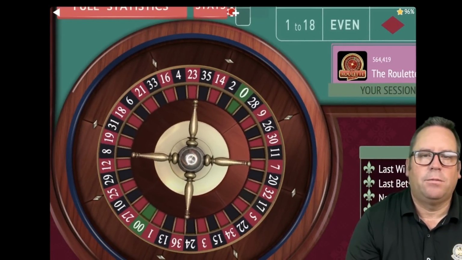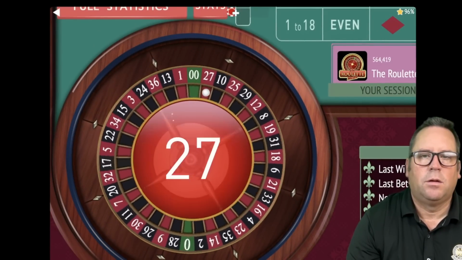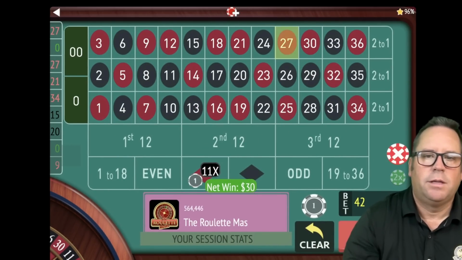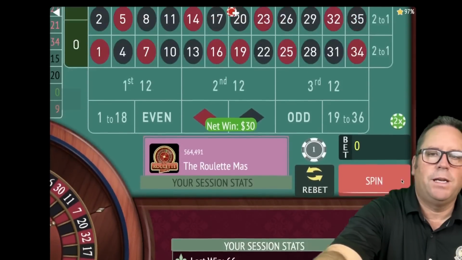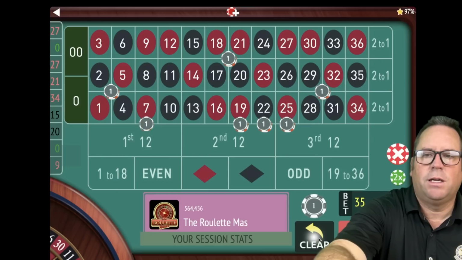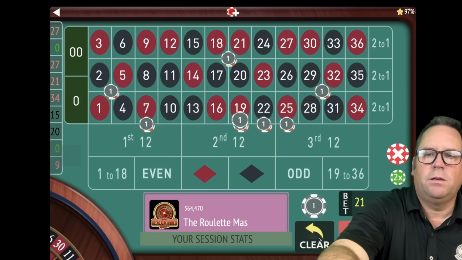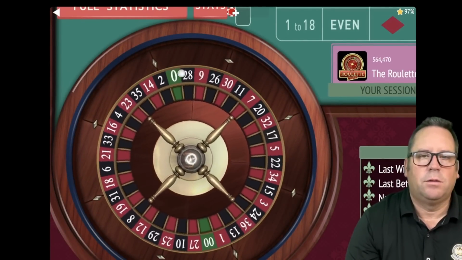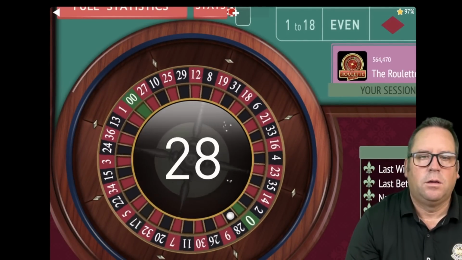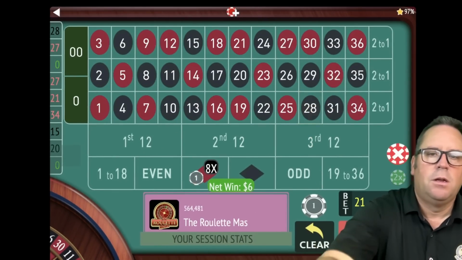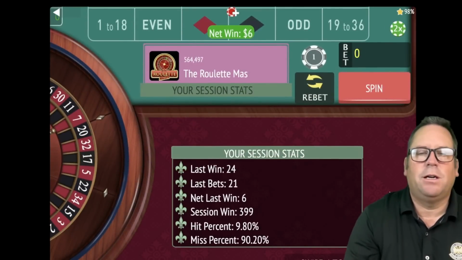All right, here we go. That's a 27 red. That's a $30 win, so we're up $393 now. And that was a street, so we're going to go ahead and go back to 21 and spin. All right, here we go. That's a 28 black, and actually time just expired, so that's a $6 win, but we made $399 profit on this one in 15 minutes.